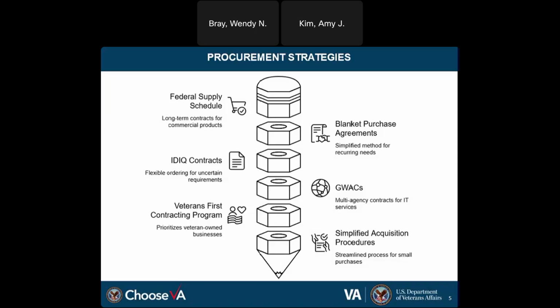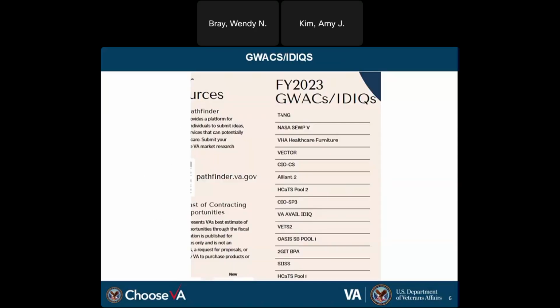So as I mentioned before, I'm not going to completely go through all of the GWACs, but I do have some information here which will be provided when you receive it. I want to say around Thursday. But this is from fiscal year 23. I'm currently working on getting the most recent data for you. But these are GWACs and IDIQs that VA uses for various different services or goods.